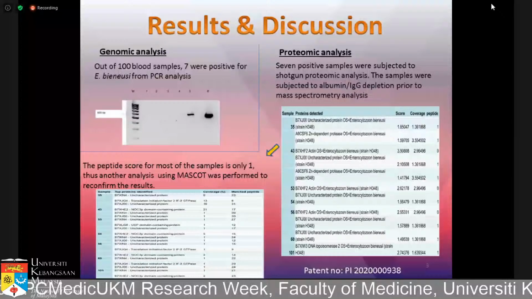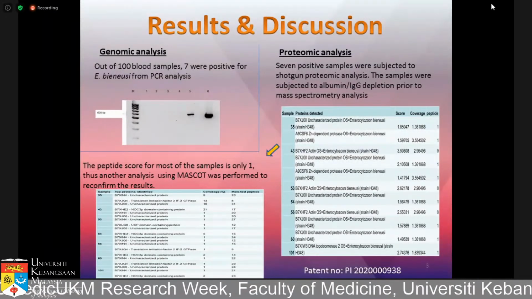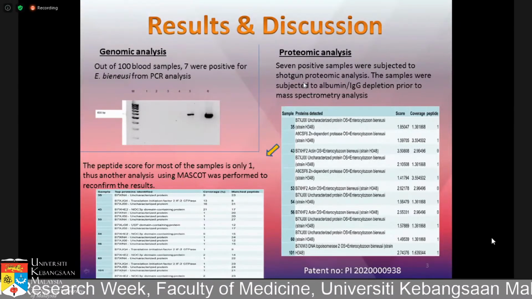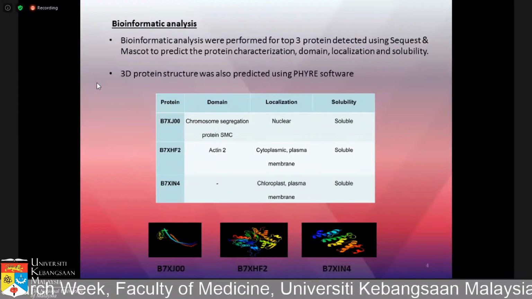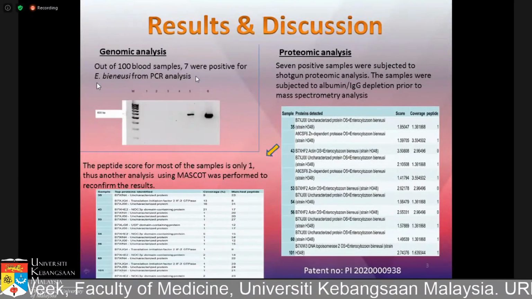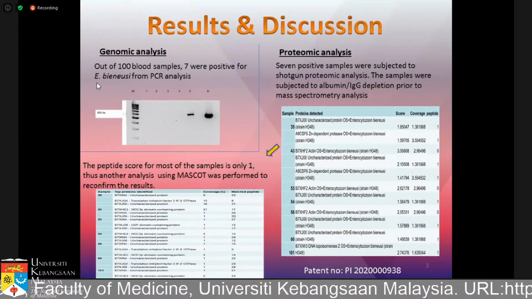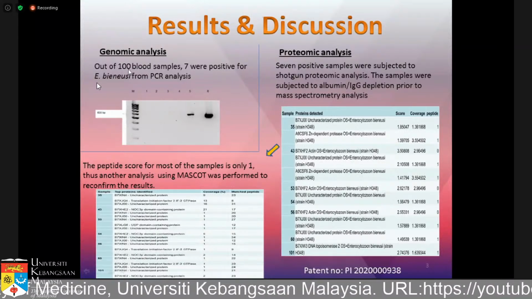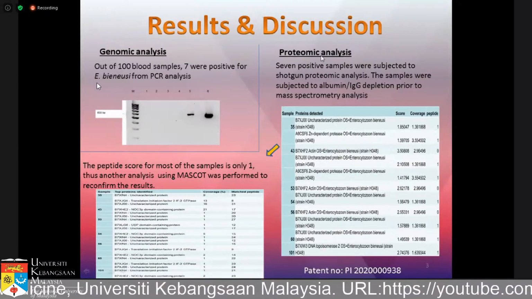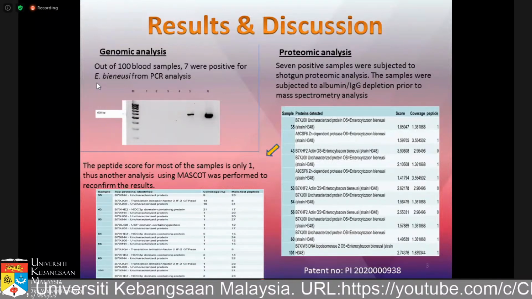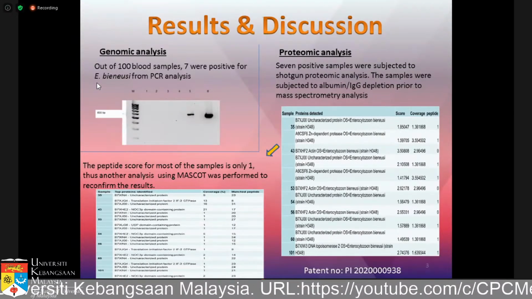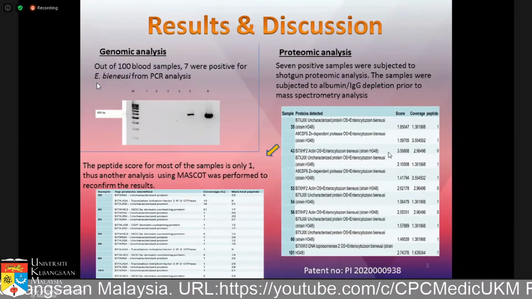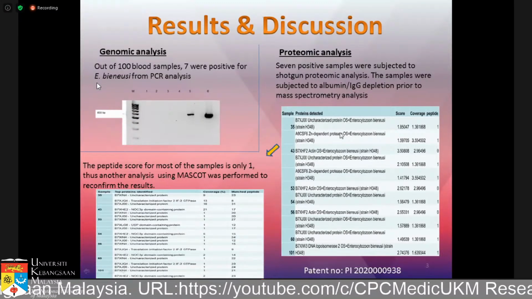Okay, now let me share with you our results and findings. In this part, the results are divided into three sections: genomic analysis, proteomic analysis, and bioinformatics analysis. In the genomic part, as I mentioned earlier, we successfully detected the DNA of the parasite using PCR analysis. There were 7 positive samples out of 100. These 7 samples were then processed for proteomic analysis using 3 replicates. Using an Orbitrap mass spectrometry machine, the raw data obtained was processed using the Sequest search engine and searched against microsporidia and human databases. The results are shown here.